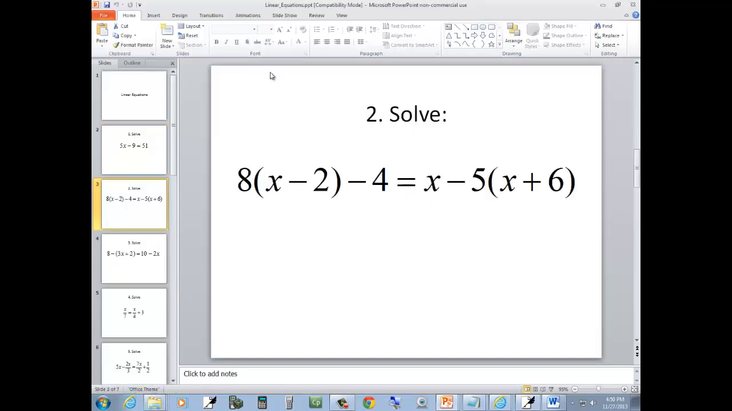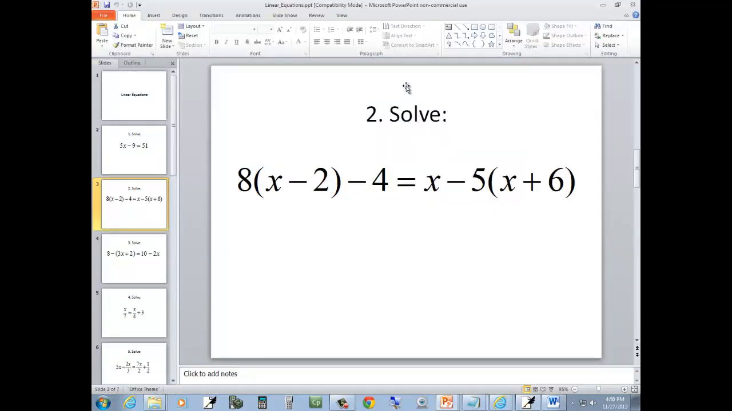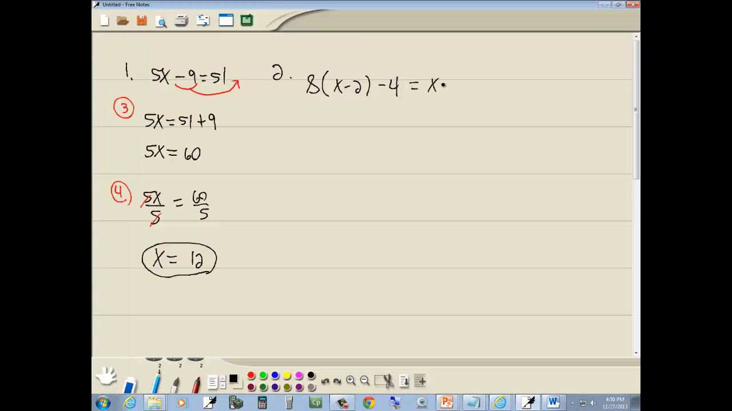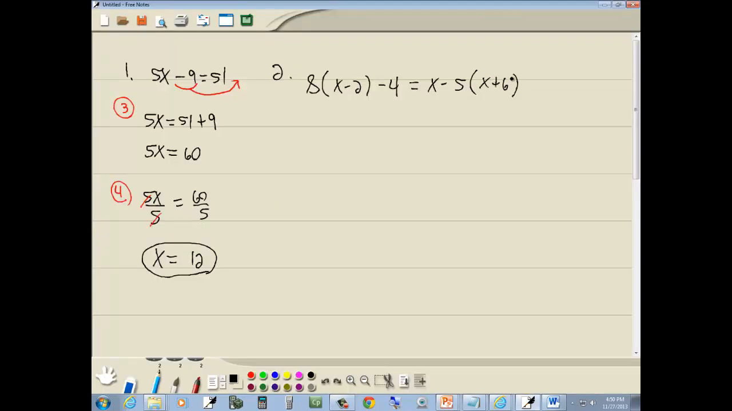Let's look at our next problem. We've got 8 times (x minus 2) minus 4 equals x minus 5 times (x plus 6). Okay. First step, get rid of parentheses. And we'll do that via the distributive property. This 8 right next to parentheses indicates multiplication. So we're going to take 8, multiply times the x, and times the negative 2. And over here we'll take the negative 5 times the x, and times the 6.